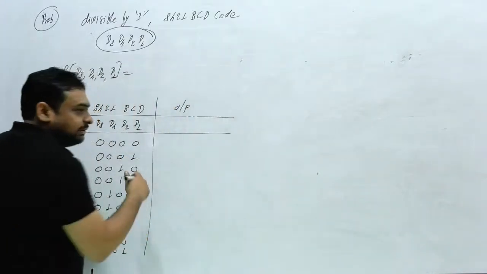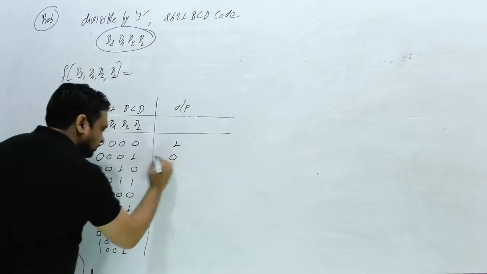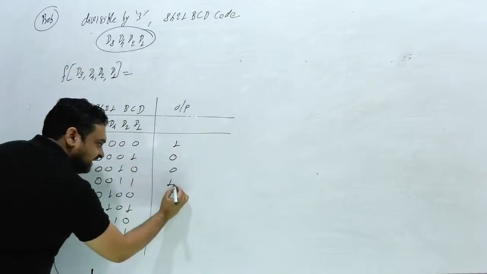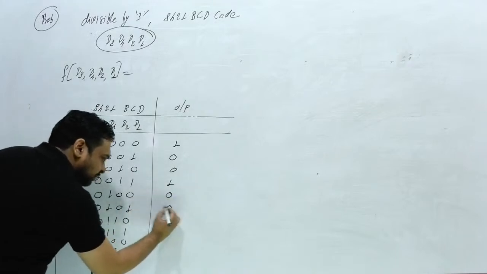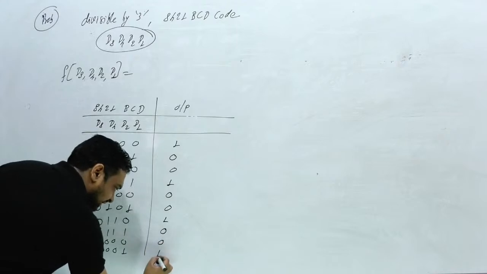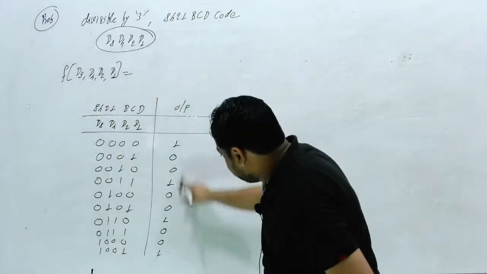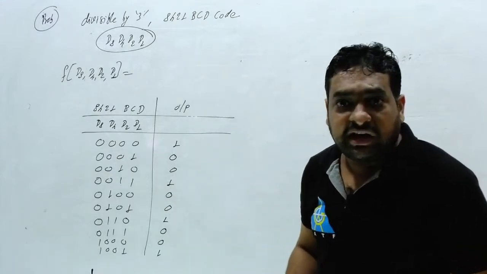What can be the output? 0 is divisible by 3. Yes. 0 is divisible by every value. 1 no, 2 no, 3 is divisible by 3, yes. 4 no, 5 no, 6 yes, 7 no, 8 no, 9 yes. Now if you want to put this data in K-map, this data is K-map.